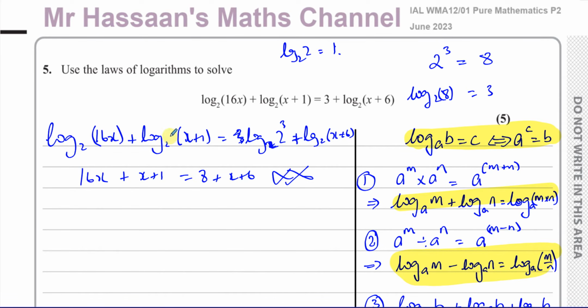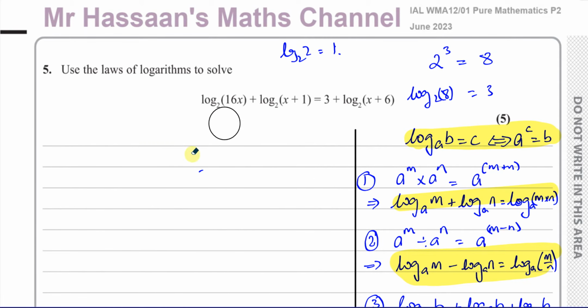You could, if there was one log term on this side and one log term on that side, and they were to the same base, then you can equate what's inside those logarithms. So that's something you cannot do in logarithms. You have to write them as one log term first. So in either case, we must combine these log terms together. So what I'm going to show you now is how to do that.